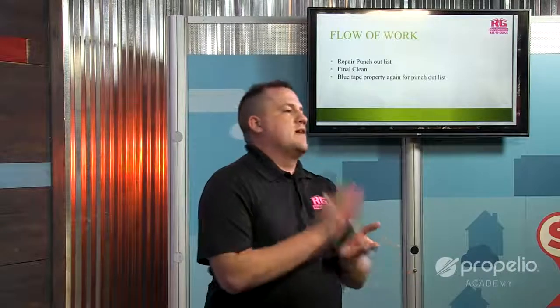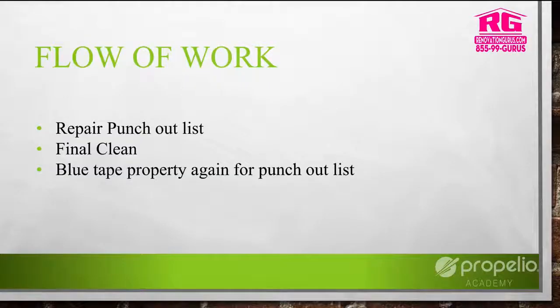Again, you're not going to like this process. You've already blue taped the house. You've already done a punch out. You've done a final clean, but more stuff has appeared. Go back through the property and blue tape the house again. If you bring another pair of eyes, preferably not you, preferably not somebody who did the first punch out list, now's the time to bring them.